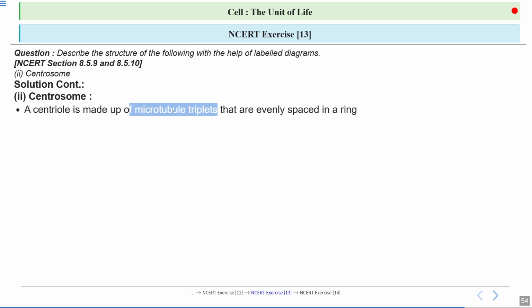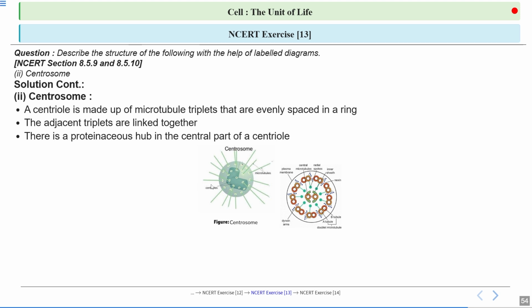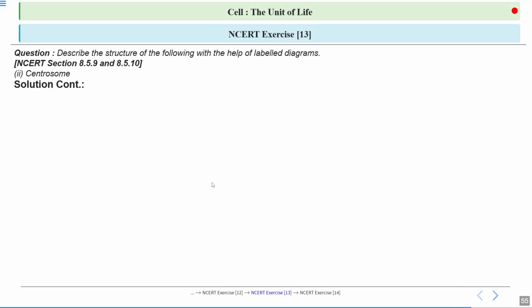Microtubules are made up of tubulin proteins. Adjacent triplets are linked together. These microtubule triplets are linked together in the cartwheel-like arrangement. Now, there is a proteinaceous hub in the central part of the centriole. The proteinaceous hub, which is in the center, is connected to the microtubule triplets via radial spokes.